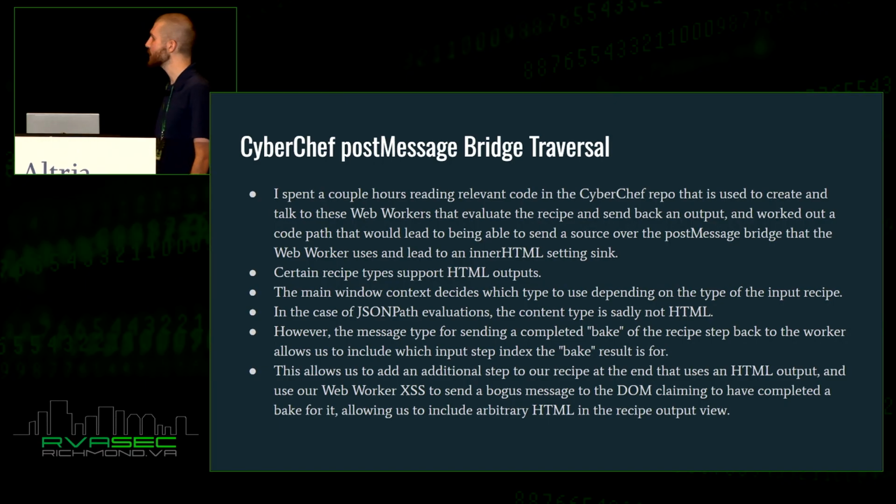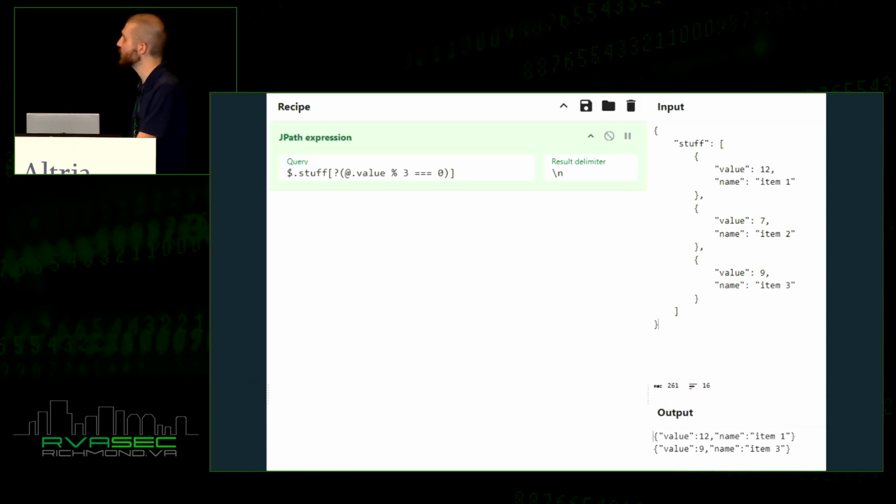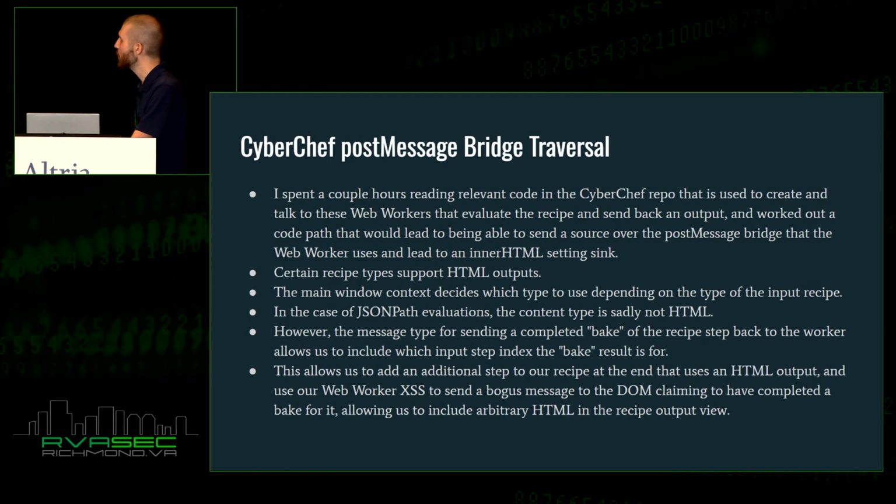So this sync runs in the main process and takes data provided from the web worker and passes it to .innerHTML, which allows us to get XSS then in the main window in theory. So certain recipe types actually support HTML outputs. So for example, this right here is a recipe. It's a JPath expression is what it's called.